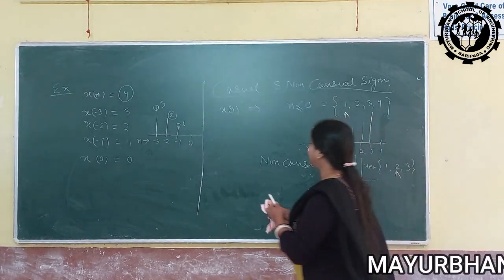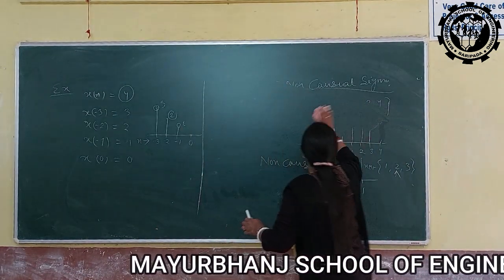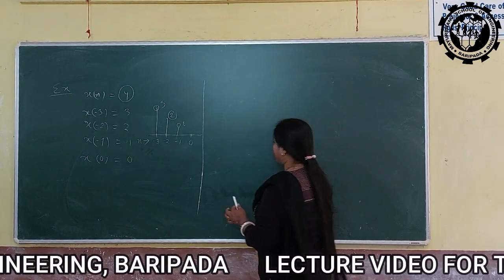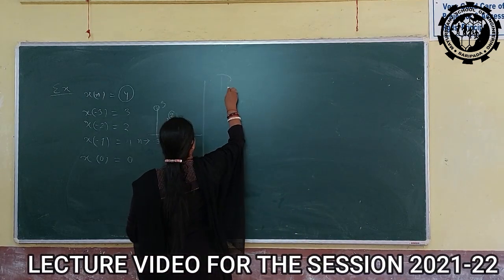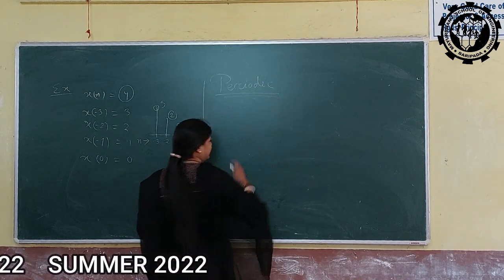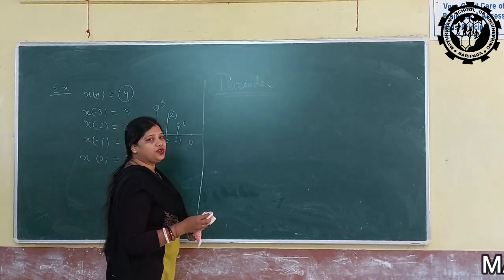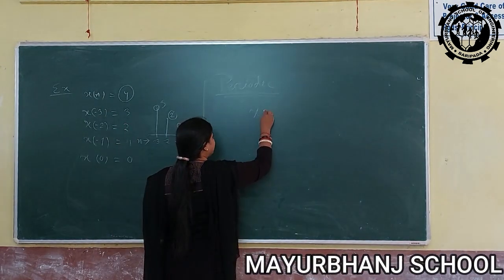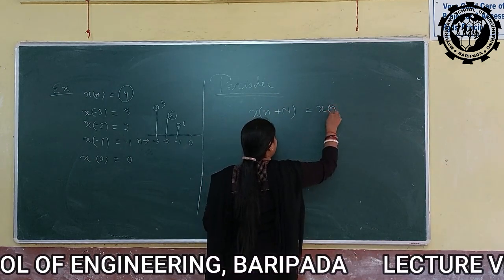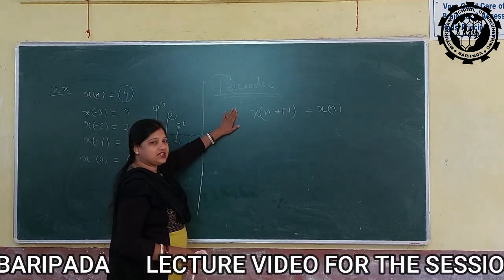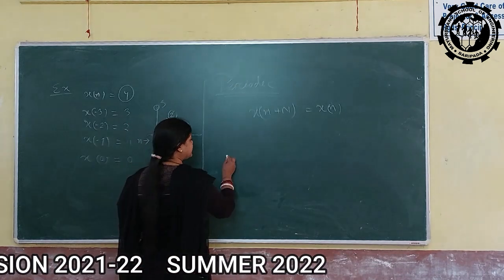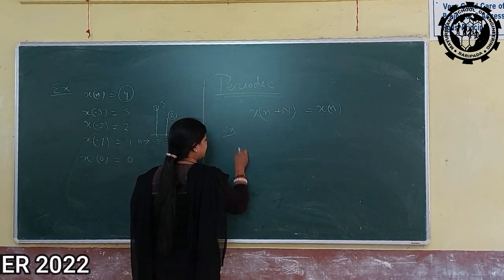What happens in a periodic signal? A signal x of n is said to be periodic if it satisfies the condition x of n plus N is equal to x of n for all values of n. If it satisfies that condition, then the signal is known as a periodic signal. So how do we satisfy this condition? Let's take an example in graphical form.